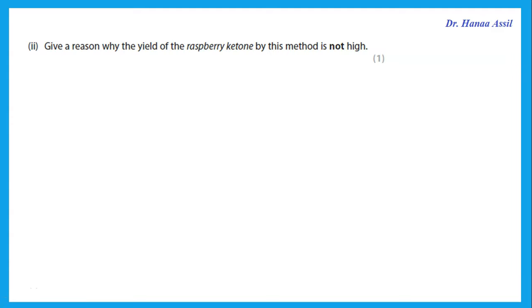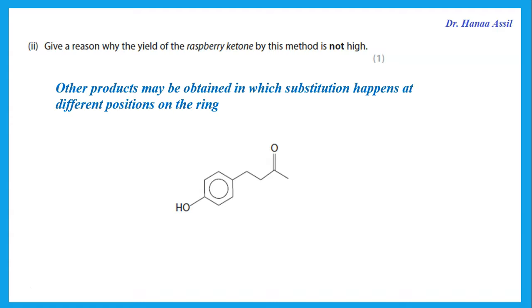Give a reason why the yield of the raspberry ketone by this method is not high. So we're trying to put this incoming chain at a certain position, but this may not be the only product that we get, so other products may be obtained in which substitution happens at different positions on the ring, on the other carbons, and that means we have other side products being formed.